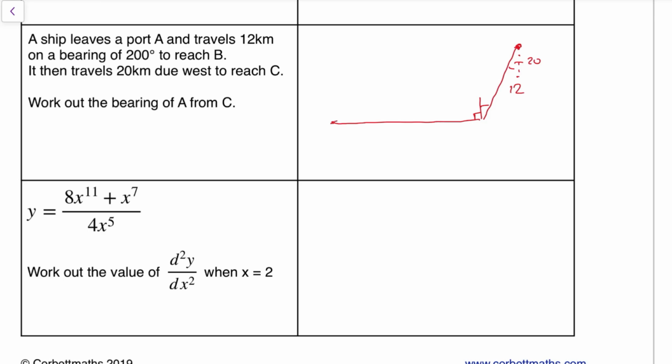Let's see what I need to do. And then I know this line here, so it starts, let's get it right, so it leaves A, travels 12 kilometres to reach B, so this is B, and then travels to reach C, and it wants to find out the bearing of A from C. So in other words, I need this angle here. Okay, this doesn't feel like it's too bad this time, does it?